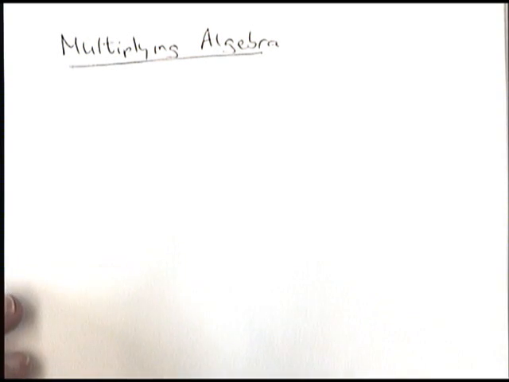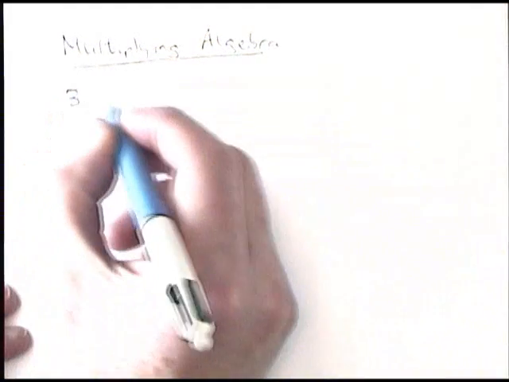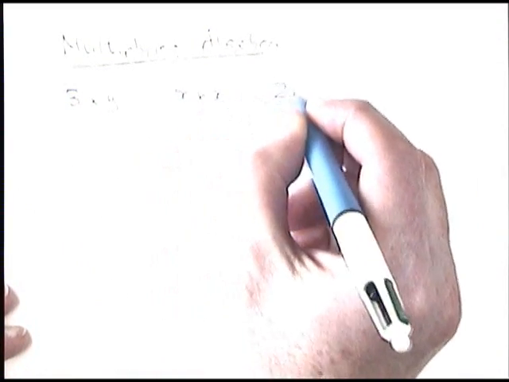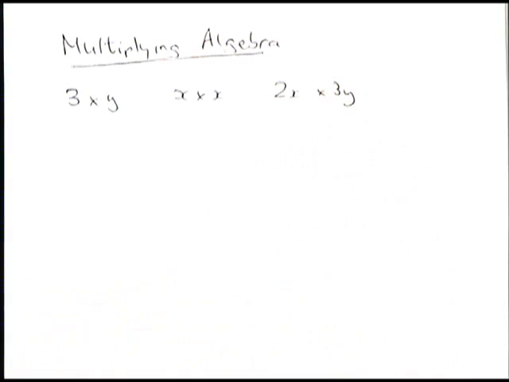In this session we're going to talk about multiplying in algebra. So the sort of thing we're talking about is how we'd multiply 3 by y, how we'd multiply x by x, how we'd multiply 2x by 3y, that sort of thing. So let's go through some of the basics first of all.